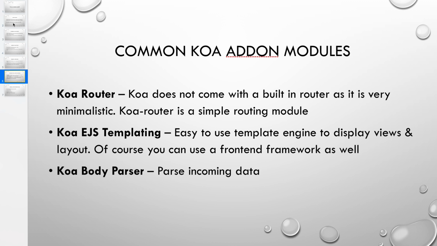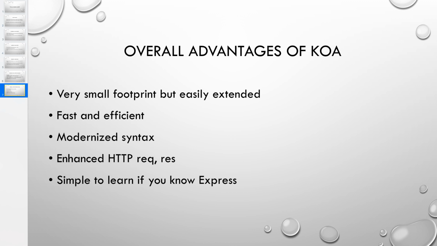So if someone submits a form or whatever and you want to grab that data, you would use the body parser. All right, so the overall advantages here are the small footprint, although it can be extended easily. It's very fast and efficient. It has a modernized ES6 plus syntax. It has enhanced HTTP with special request response objects that are built into a context. Also, it's very simple to learn. If you know Express, it has the same overall principles and has a very, very similar syntax.